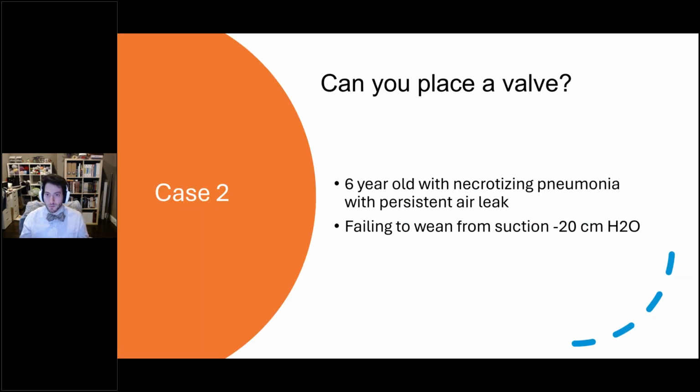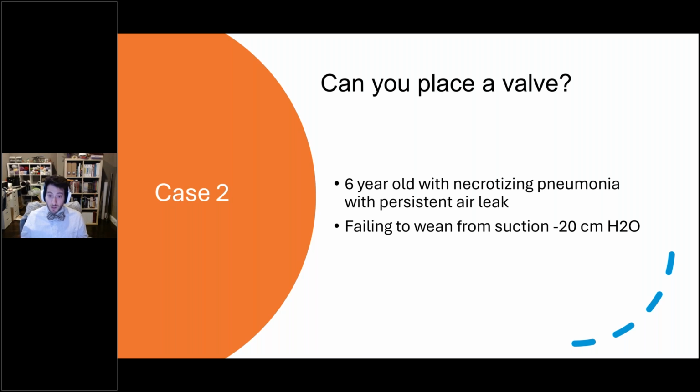So now we're going to be moving on to case 2. Case 2 describes the question of, can you place a valve in this patient? This is a frequent call, most particularly from our pediatric surgery colleagues and the pediatric ICU. Now, this past winter was horrific, I'm told, for pediatric lung disease. And this was because there was a lot of group A strep and influenza associated with strep pneumonia, necrotizing pneumonia.